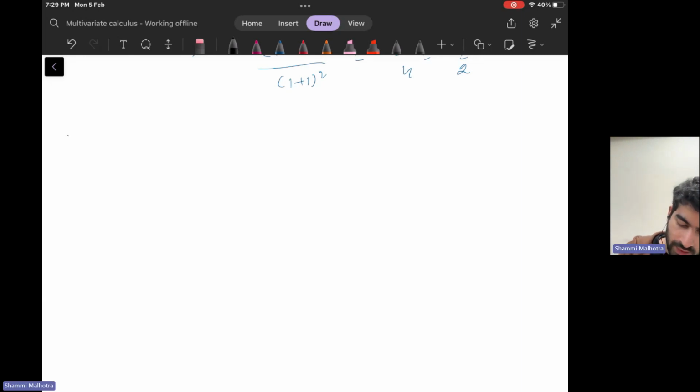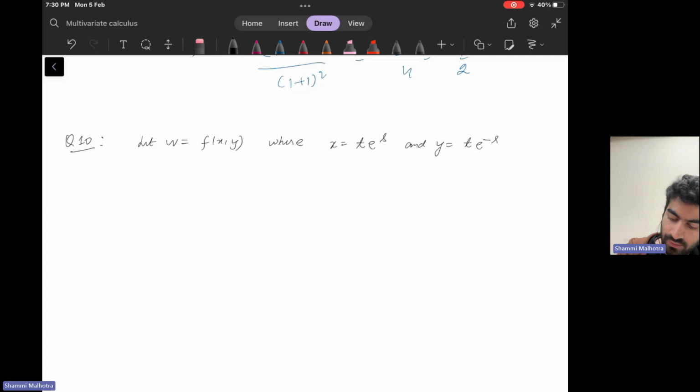Okay, so let's have one more example based on the chain rule. So let w equal to a function f of x and y, where x is given as t times e raised to the power of s and y is given as t times e raised to the power of minus s. Then the value of t times del f by del t plus del f by del s equals.